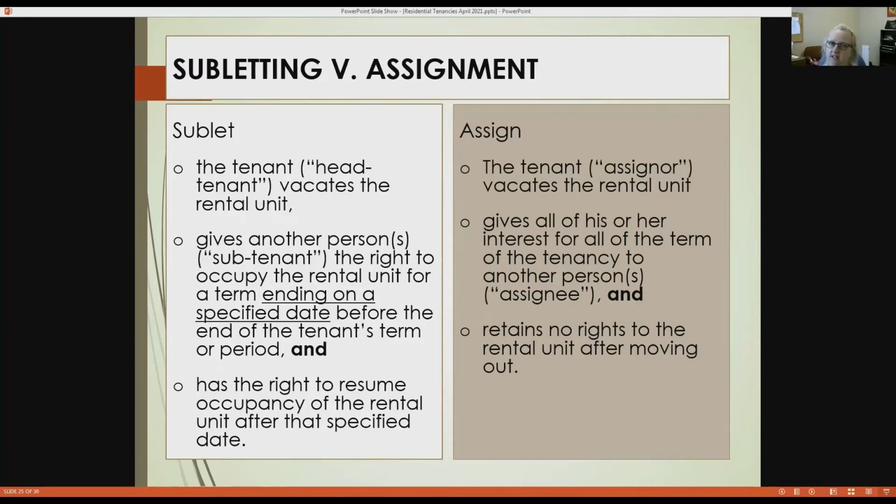Assignment is different, because assignment is you're having someone take over the lease entirely. So when someone's taking over the lease, you're out of it. Your name comes off of it, their name goes onto it, and all your interest in the tenancy is transferred to another person. You don't have any right to come back to the unit after, but it also means that if the rent isn't paid or there are damages, you're not liable. That's done for you.